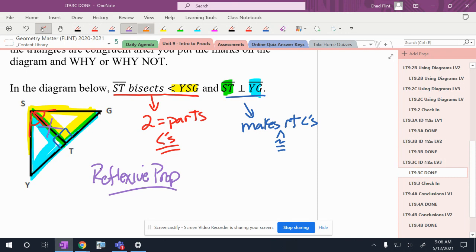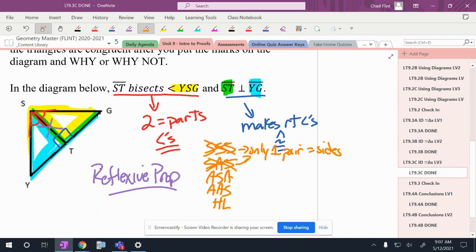So now I actually take my 5 ways and I'm going to go through and eliminate the ones that I can eliminate. Hypotenuse leg needs a right angle. It has a right angle, so I can't get rid of hypotenuse leg. This side at the top needs 3 pairs of sides. I only have 1. Okay, same problem there. It needs 2 pairs. I only have 1.